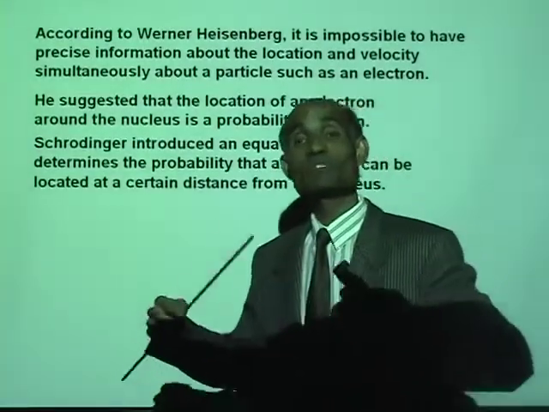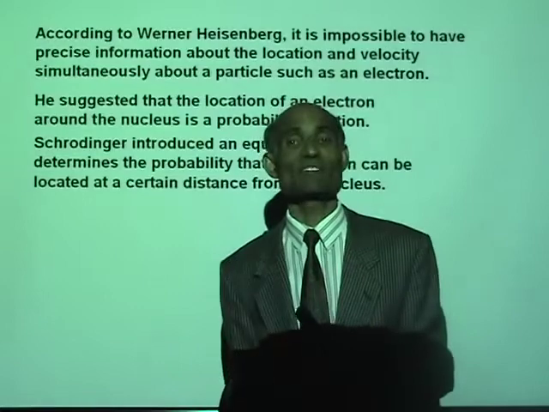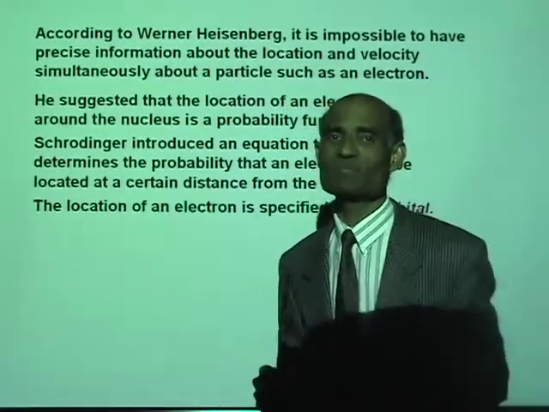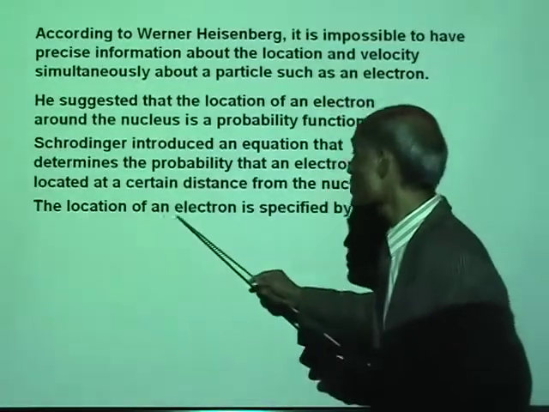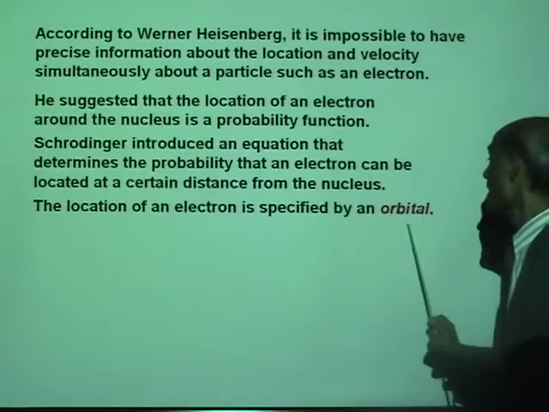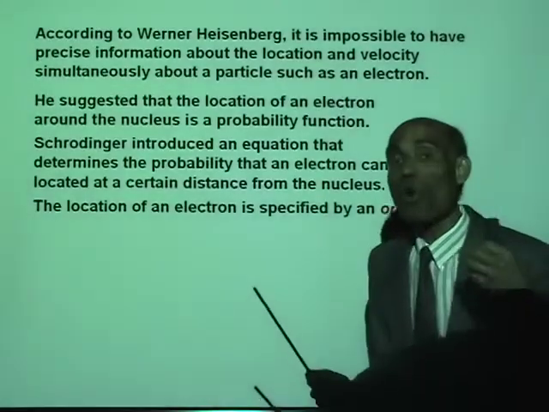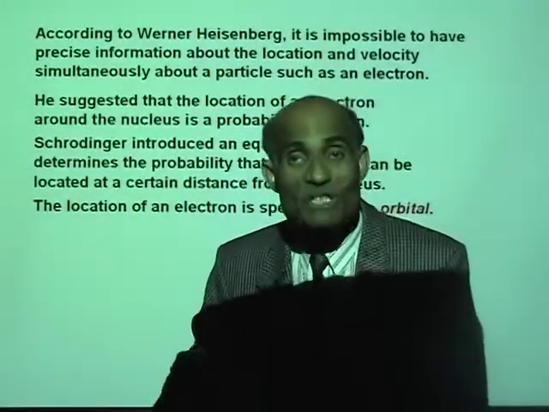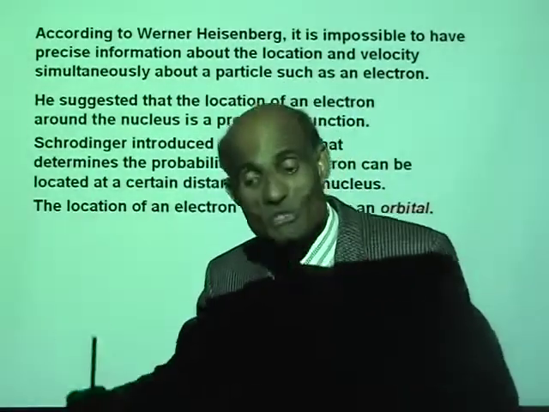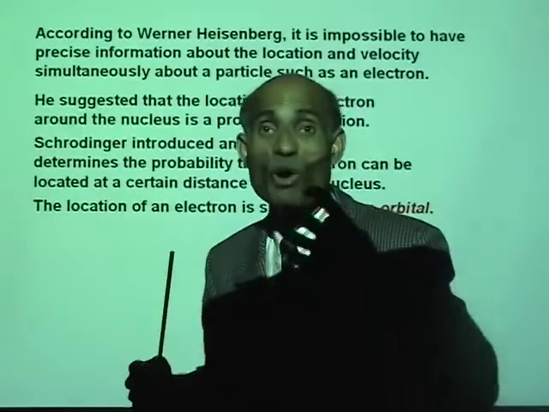All this is the development of quantum mechanics. And we are going to talk about all these in about 10 minutes. So the location of an electron is now specified by a name called orbital. Now, an orbital is not the same as the orbit. An orbital is different. What is an orbital?